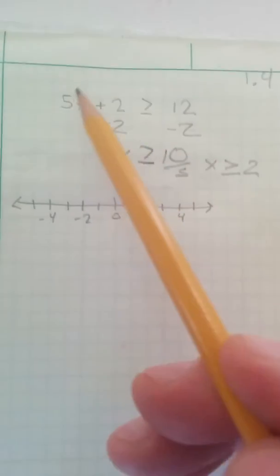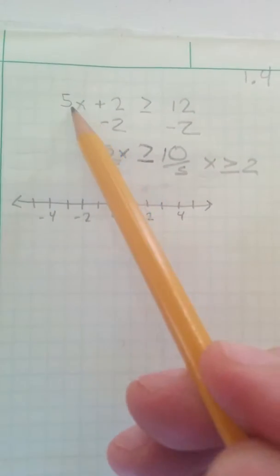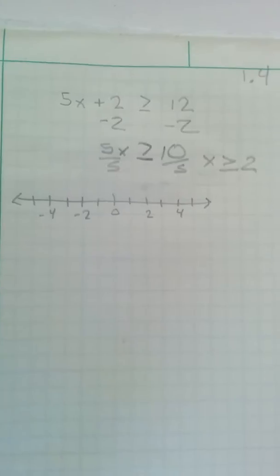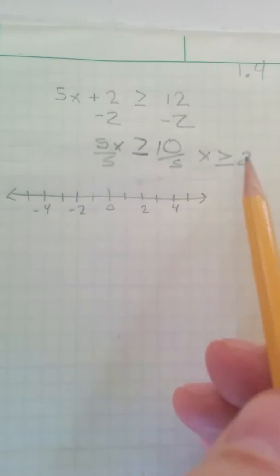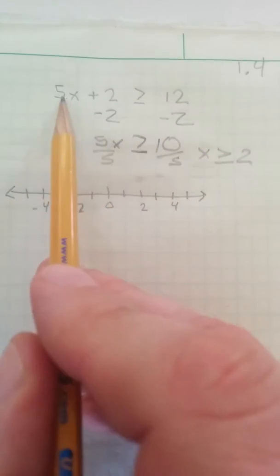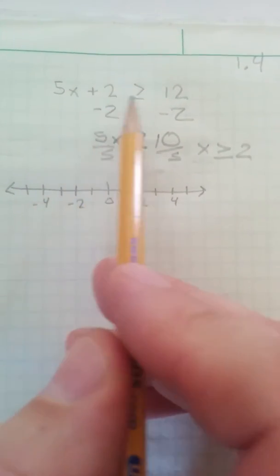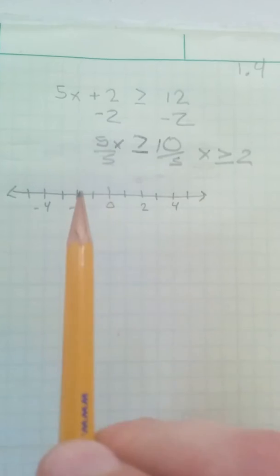So if we plug in a 3, for example, 5 times 3 is 15, plus 2, 17. 17 is bigger than 2. It will work. Now, because we can be equal to 2, that means we can also be a 2, right? So 5 times 2 is 10, plus 2 is 12. 12 is definitely equal to 12.